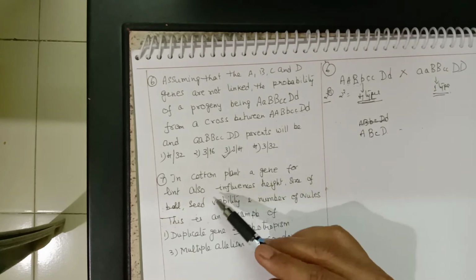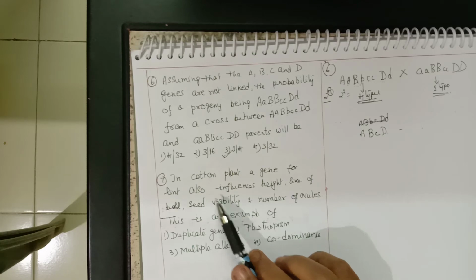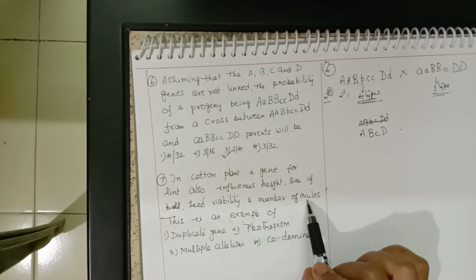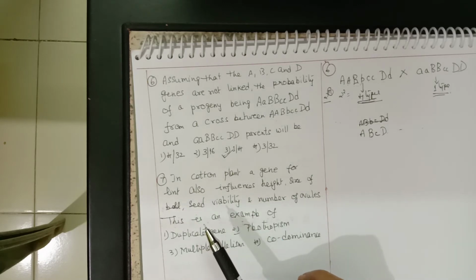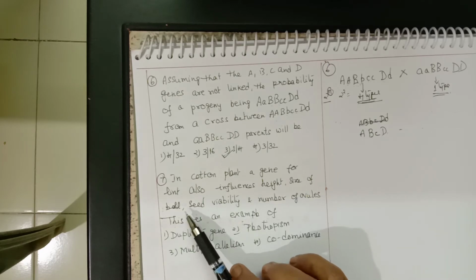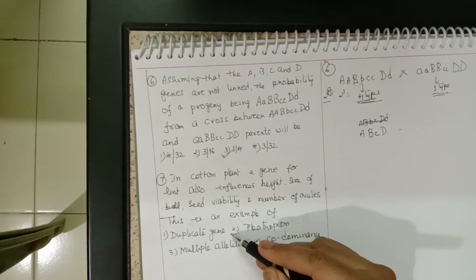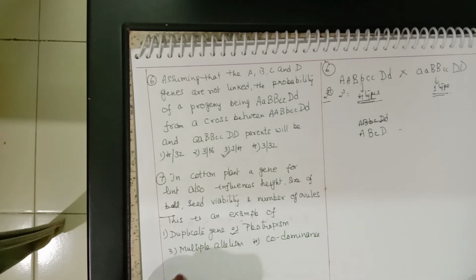Now, next question. In a cotton plant, the gene for lint also influences height, size of a ball, seed viability, and number of ovules. Lint is a cotton fiber. So the gene which represents lint also influences other characters. One gene representing more than one character is called pleiotropism. So here it is pleiotropism.